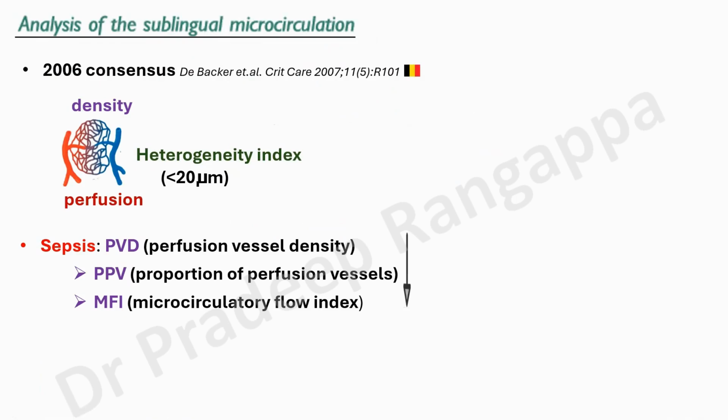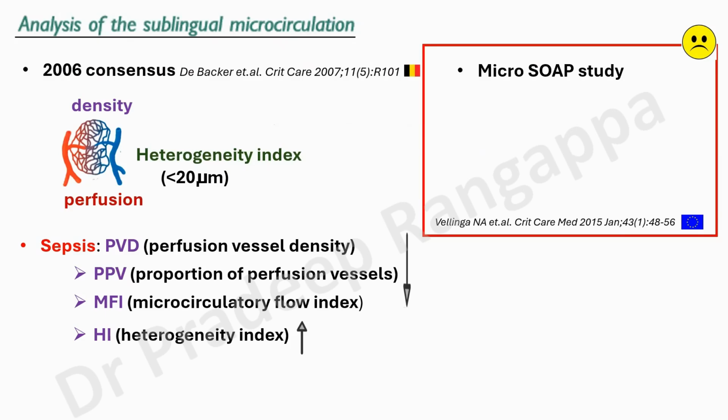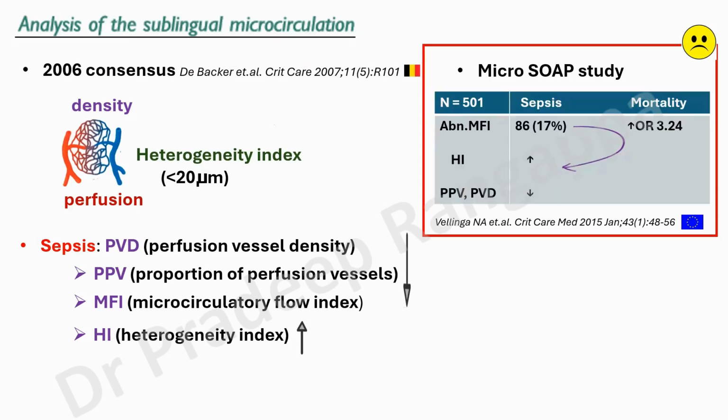In sepsis, they look at perfusion vessel density, which is called PVD, the proportion of perfused vessels, and the microcirculatory flow index. All three tend to come down in sepsis, and there is a huge heterogeneity problem, and the heterogeneity index tends to go up. Have they done a study? Yes, there is the MICROSCOPE study. As the name sounds, it is microcirculation assessment. This was done in Europe, published in 2015. They took 501 patients and looked at the microcirculatory flow index.